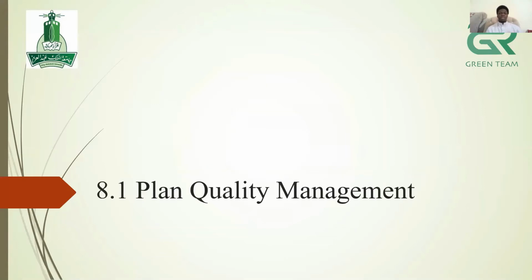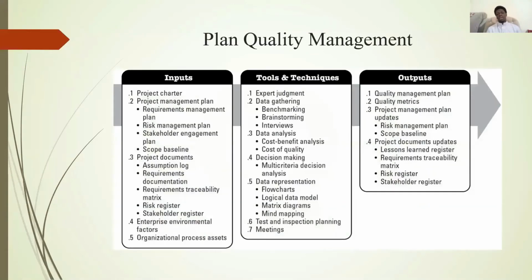In plan quality management, the input to this phase is the project charter, the master plan, the documents, and EEF and OPA. Okay. In this phase, we are going to try to plan how we are going to check the quality of the deliverables of our project. So the output will be the quality plan, okay, the quality metrics, and updates to the master plan.